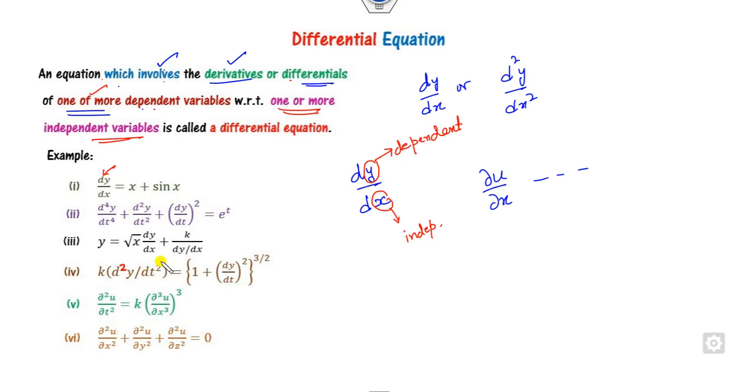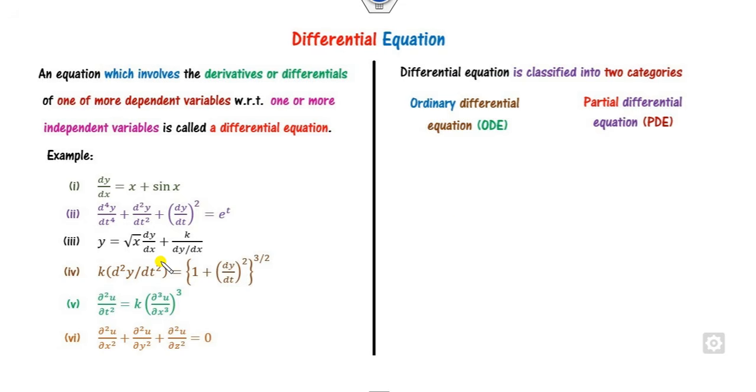So based on this, we can classify differential equations into two categories. One is called the ordinary differential equation, abbreviated as ODE. Second is the partial differential equation. If you closely look here, how many independent variables are there? Only one. In the second example, how many independent variables? There is only one, that is the small t.